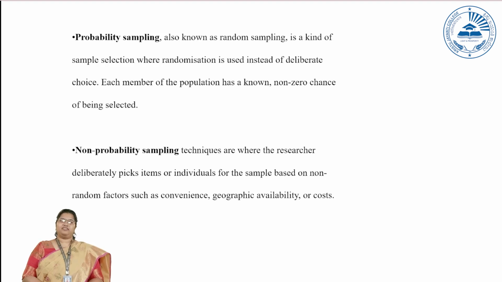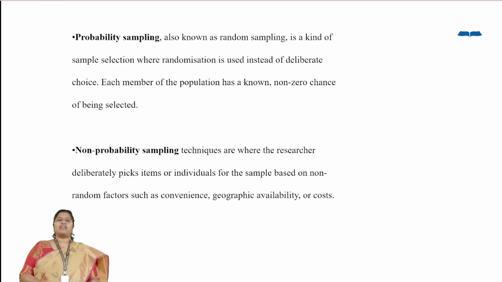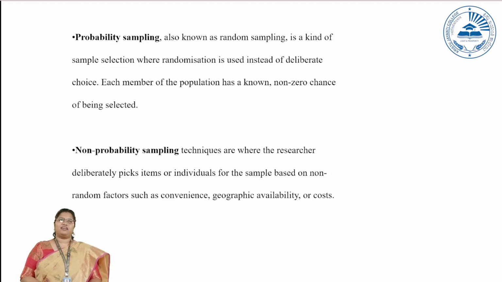So there are two methods of sampling. First method is the probability sampling, which is also known as random sampling. It is a kind of selecting the sample without having any deliberate choice. We are not purposely choosing that particular element for our study. We are just randomly picking up few people, picking up few elements and conducting our study. So, each member in the population has a known and non-zero chance of being selected.